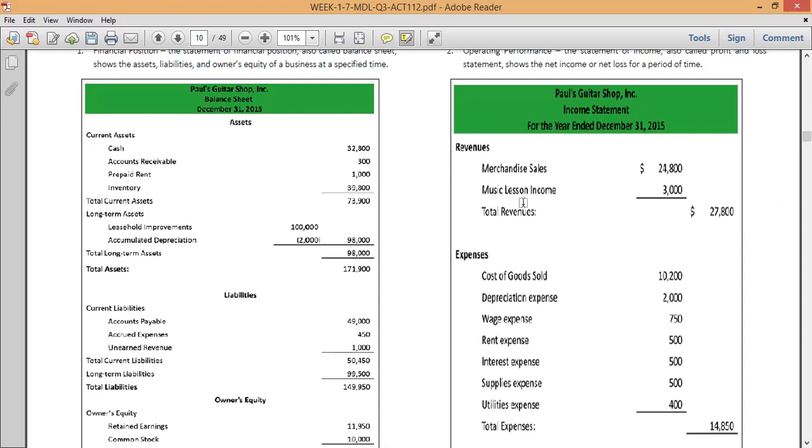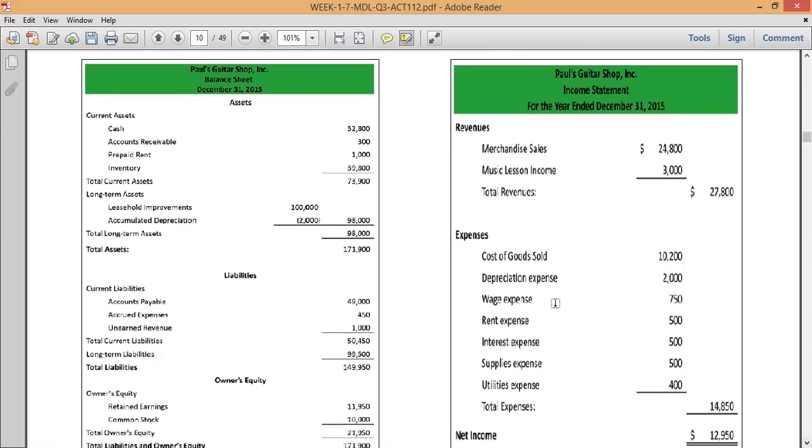So, may merchandise sales and music lesson income under Paul's Guitar Shop Incorporated, a total of 27,800. Then, meron po tayong different expenses for the year ended December 31, di ba po? So, yan po yung mga expenses na yan. Ito po yung mga accounts na dapat tandaan, kung saan niyo po siya ilalagay, under ba siya sa liabilities.